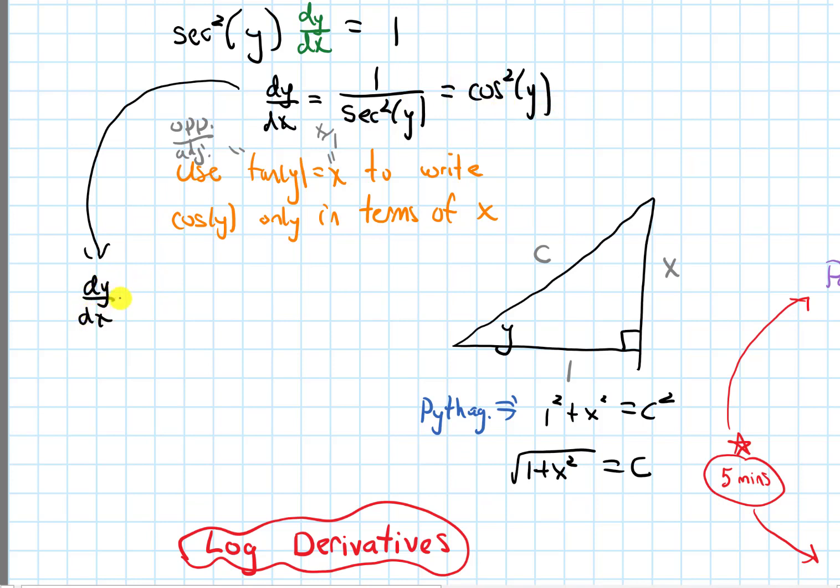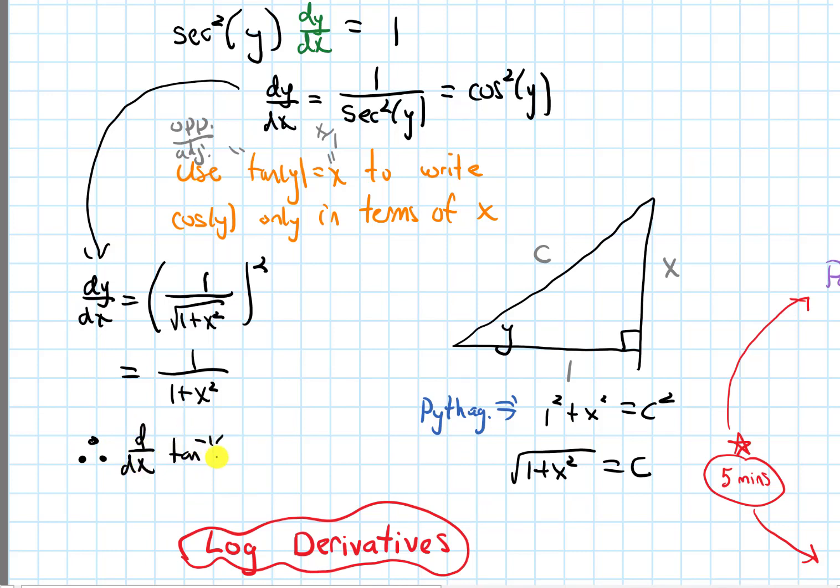So dy/dx is cosine of y, squared. We're going to have something squared, and cosine is the adjacent side over the hypotenuse. The adjacent is 1. The hypotenuse is the square root of 1 plus x squared. When I square that whole thing, the numerator squared is 1. The denominator squared will get rid of the root, and I'll get 1 plus x squared. Okay, so therefore, remember these 3 dots mean therefore, the derivative of tangent inverse of x equals 1 over 1 plus x squared.